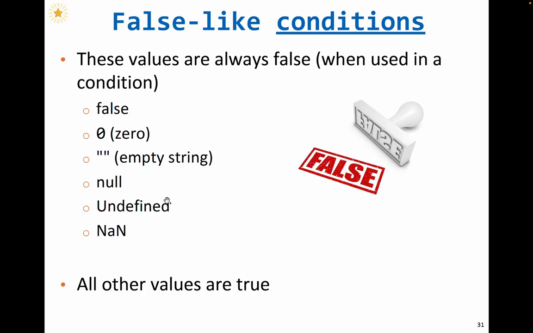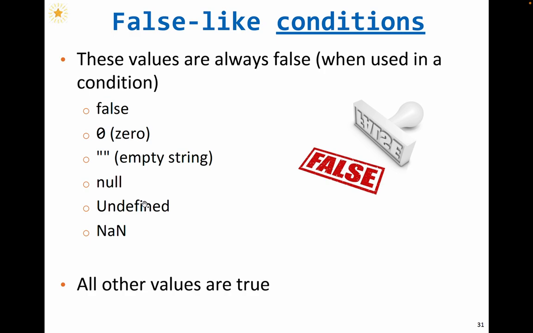And in JavaScript we also have values which are false when used in a condition. These are false, or 0, or an empty string, or null, or undefined, or NaN. So all of these values are considered false, and every other value is considered true.